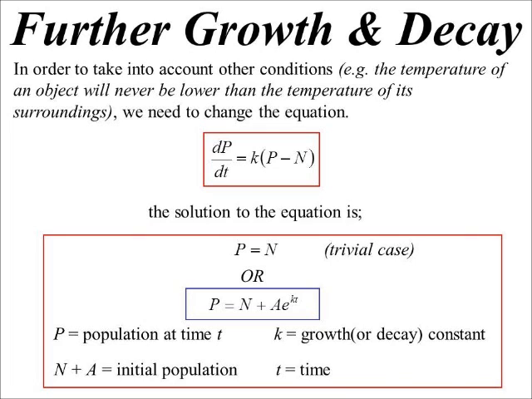The initial population now would be N plus A, not just A. Again, you can see it if you substitute in t equals 0: e to the power of 0 is 1, you get N plus A. So the initial population is now N plus A. K is still our growth, or decay if it turns out to be negative. And t, of course, is still time.